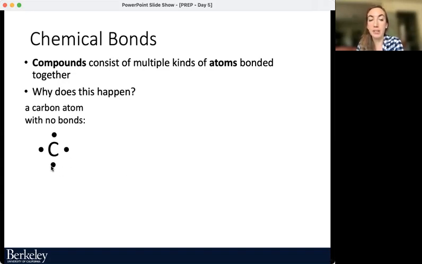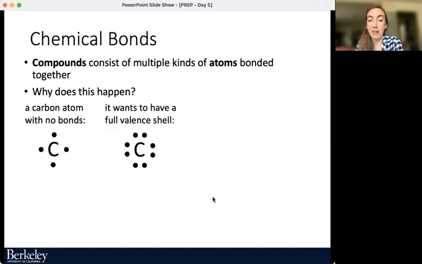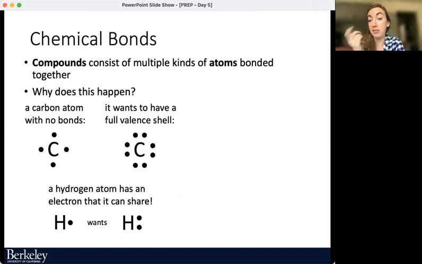It only has 4 valence electrons. Its valence shell has room for 8. It really wants those 8 valence electrons, right? So it wants to look like this, but it can't just materialize electrons out of thin air. Hydrogen has 1 valence electron, and because its first energy level is its valence shell, it wants 2 valence electrons. So hydrogen has 1 valence electron and it wants 2. And carbon has 4 valence electrons and it wants 8.